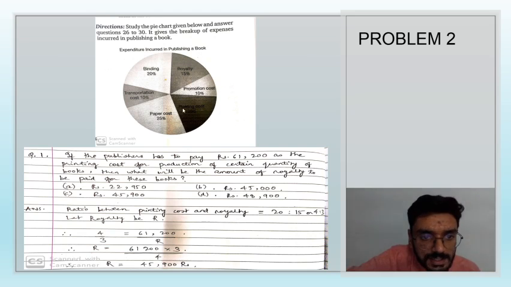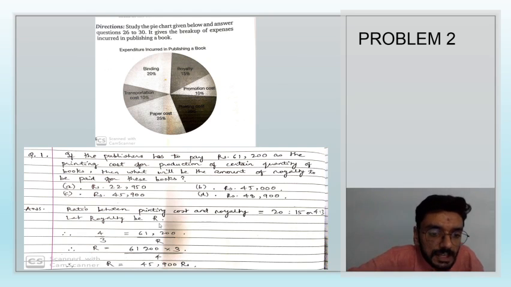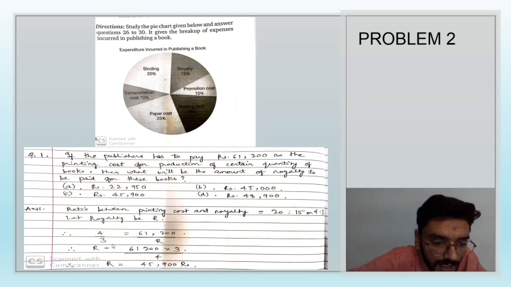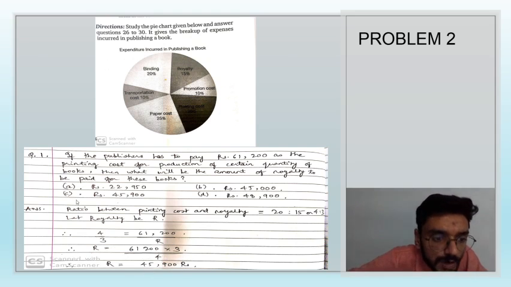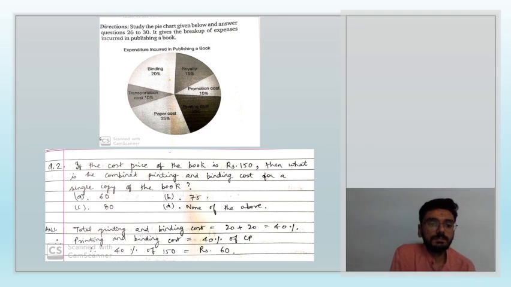The ratio between printing cost and royalty comes out to be 20:15, as you can see in the pie chart, that is 4:3. So let the royalty be R. So 4:3 is equal to 61,200 upon R, that is the printing cost upon R. So R comes out to be 61,200 into 3 divided by 4, that is 45,900, which corresponds to option C. So the correct answer would be option C. Moving on to the second question.